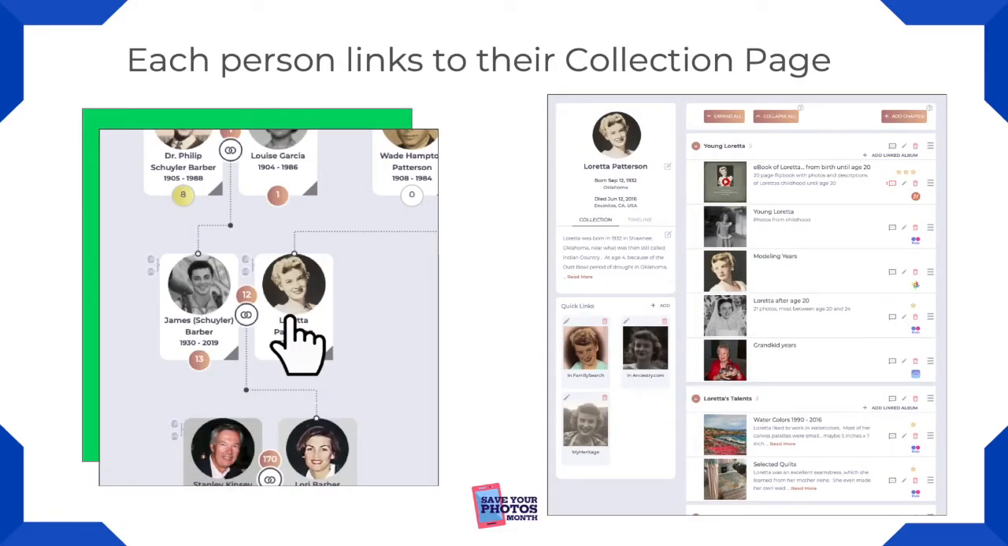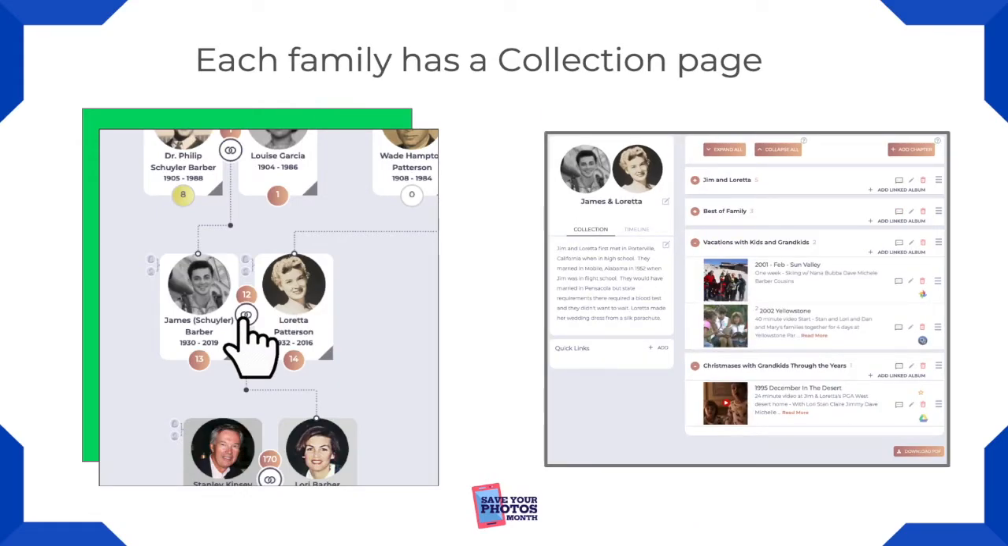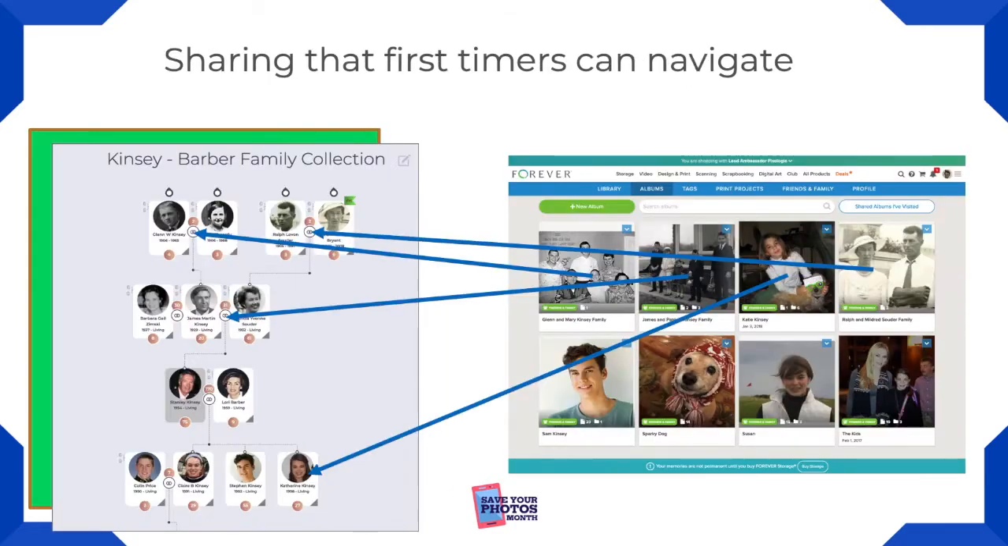Clicking on a person would bring up their collection page. And clicking the circle linking a couple would bring up the family collection page. So now we simply went through and assigned the albums we created in the cloud sites to the family tree, either to a person or a family. There are many other features that we don't have time to show you, but here are a few.